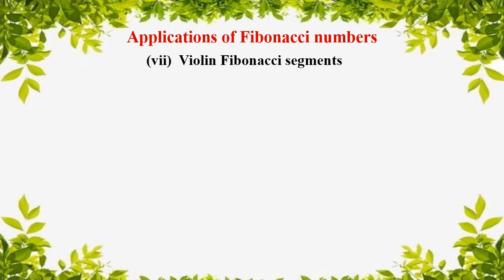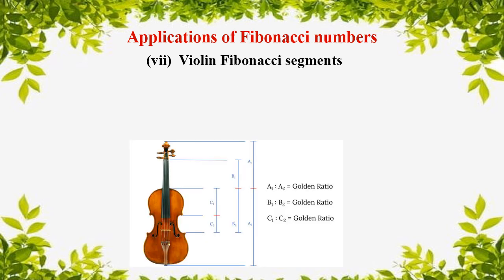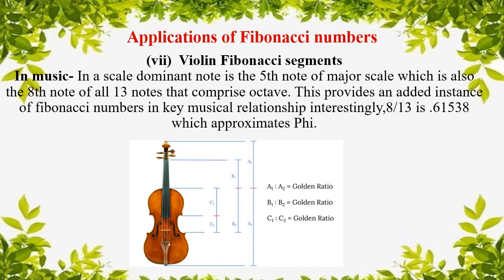The seventh example is violin Fibonacci segments. In a violin, we can see three segments or three ratios which show the golden ratio. The neckboard of the instrument to the remaining neckboard of the instrument, that is B1 is to B2. Second one, open strings to the remaining portion of the unstringed instrument, that is C1 is to C2. And then the unboarded neck to the body of the instrument, that is A1 is to A2. So these three ratios are the golden ratio.